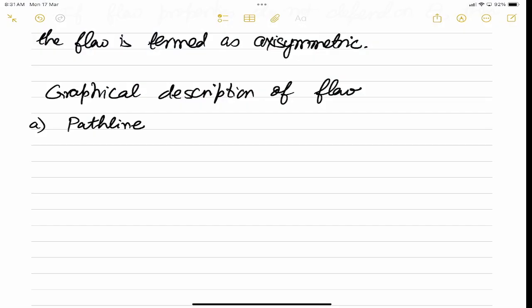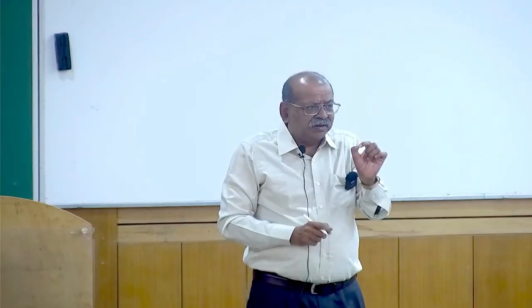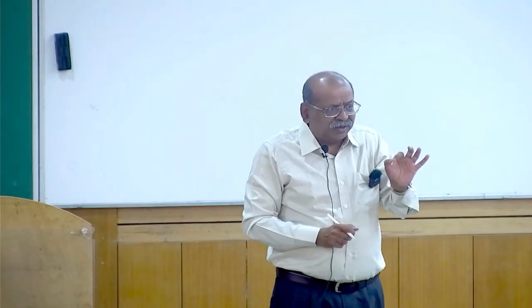and the first of these is called a path line. In a path line, it is basically the path followed by a fluid particle. So you take one particle. Now, when I say take one particle, I'm talking of a specific particle. So what do you have to do? You have to label that particle.